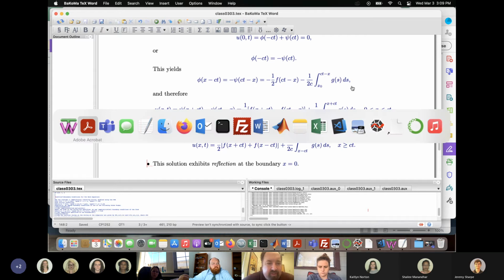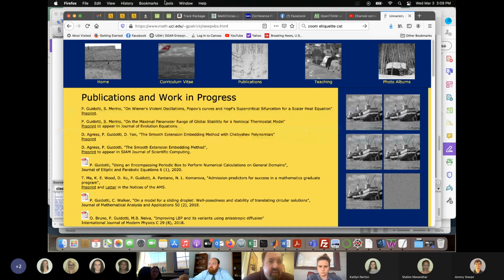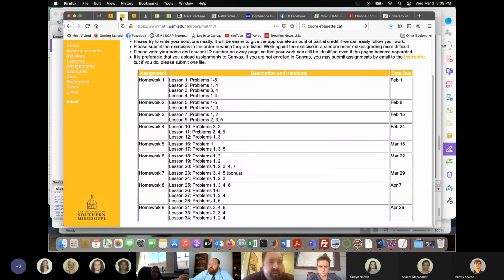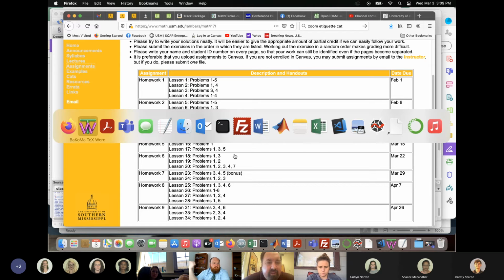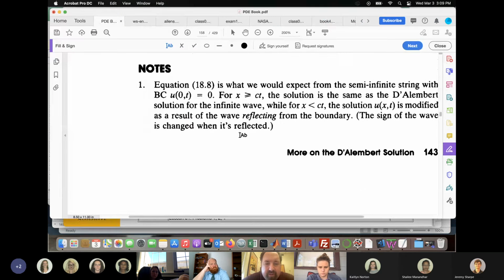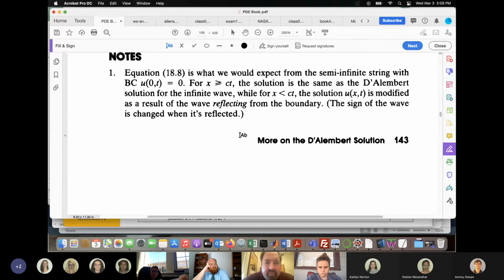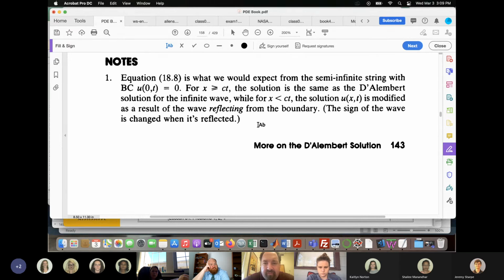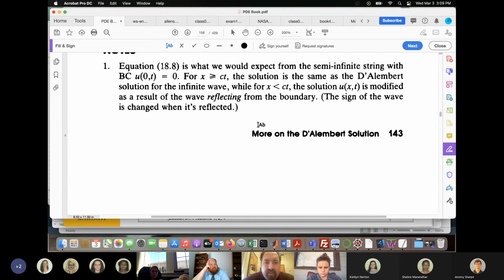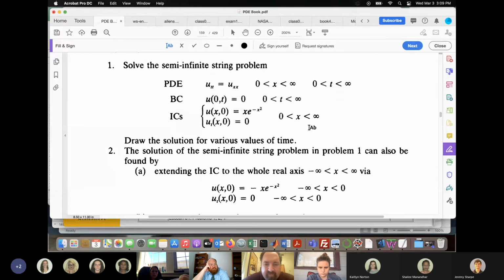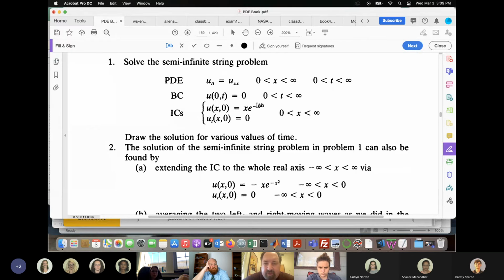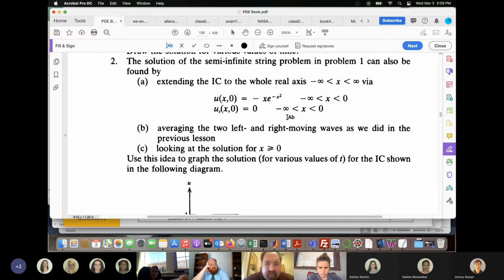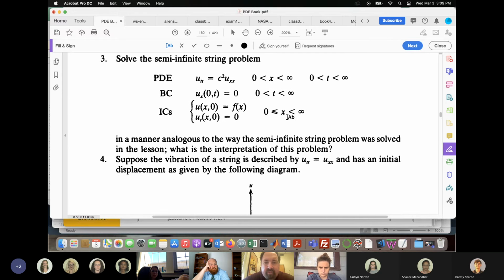There's one thing I want to check about the homework for these lessons. For this lesson, I'd assigned problems 1 and 3, and I want to take a look at those real quick. Oh, those are not the right problems. Okay, this is what I want here. First problem is solving that for a specific example. And then problem 3.